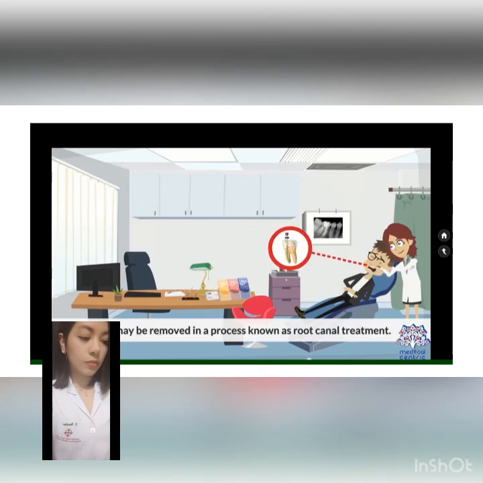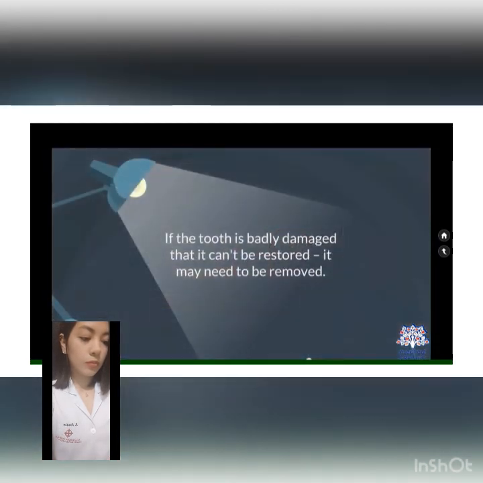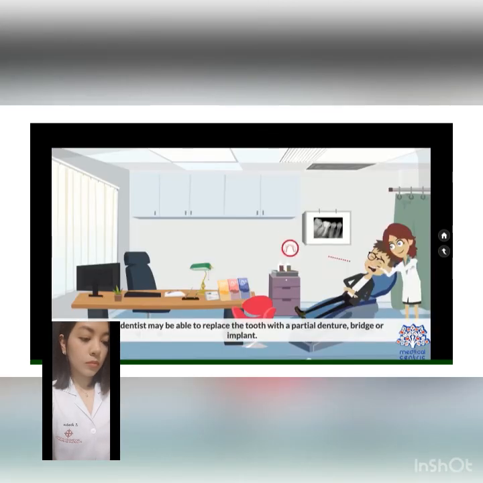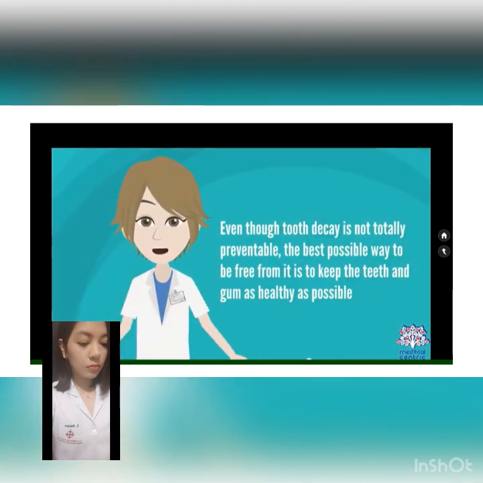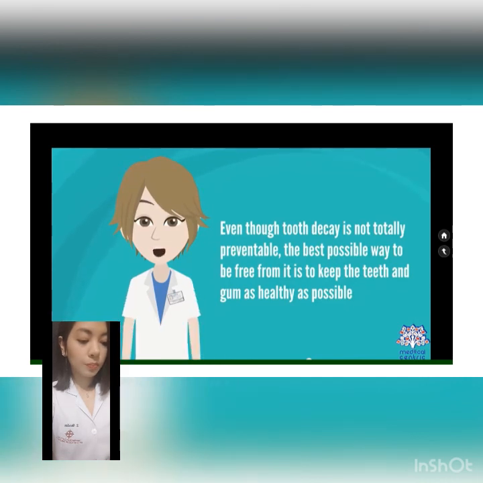If tooth decay has propagated to the pulp, the soft, sensitive tissue in the center of the tooth containing blood vessels and nerves, this may be removed in a process known as root canal treatment. If the tooth is so badly damaged that it can't be restored, it may need to be removed. Your dentist may be able to replace the tooth with a partial denture, bridge, or implant.